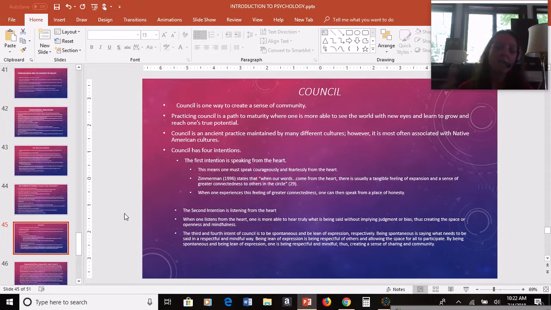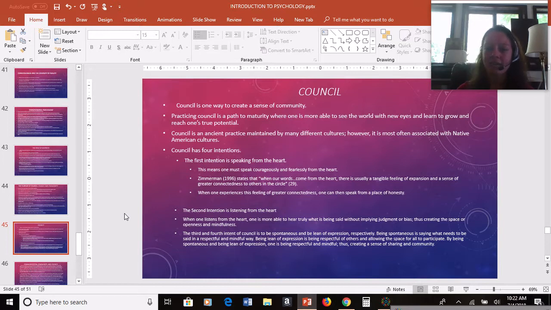And so the way we learn to handle conflict better goes into how we can create better communities, and work better with each other. And so that's where this idea of counsel comes in. Basically, counsel is just the way we go about communicating with each other. And it really is a contemplative process too. There are four intentions of counsel.